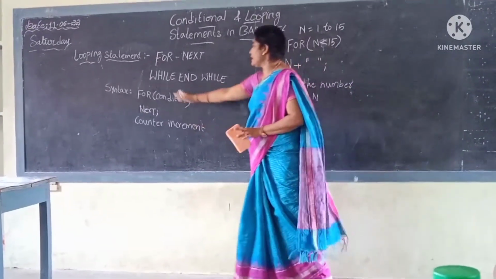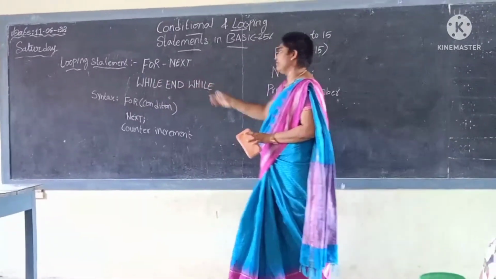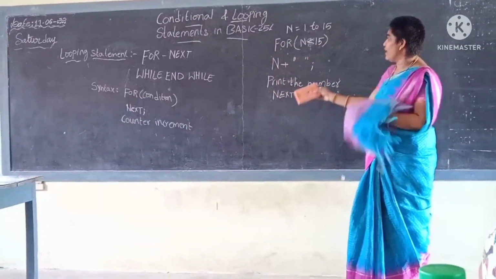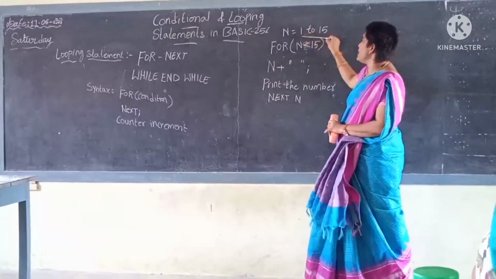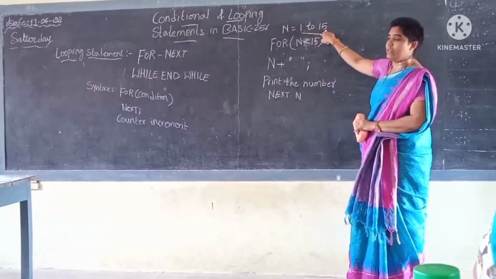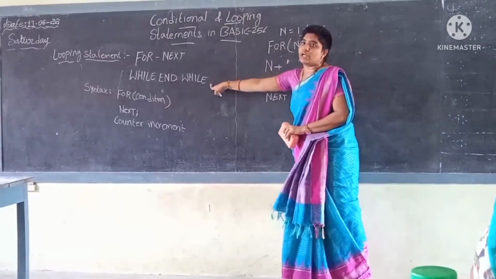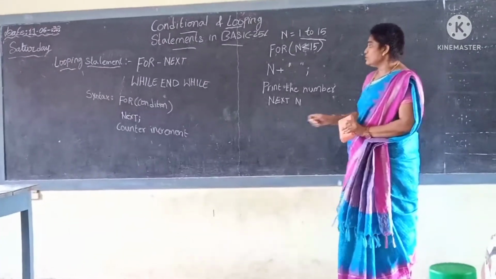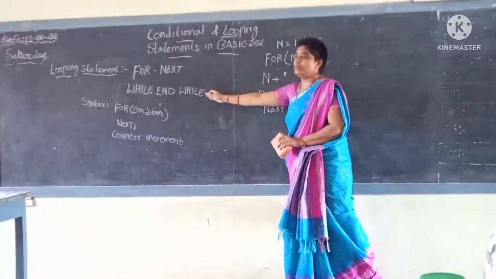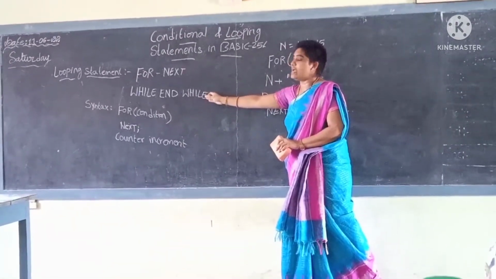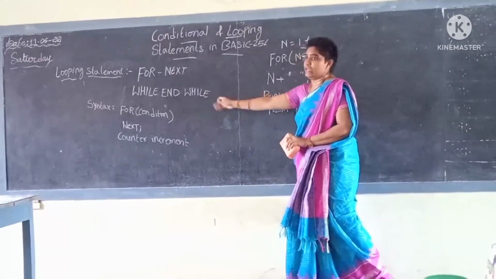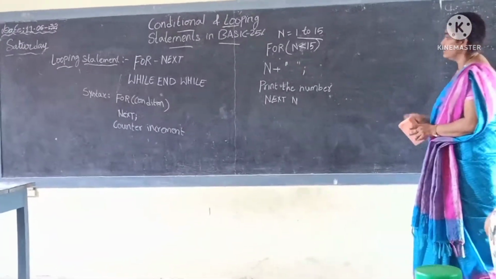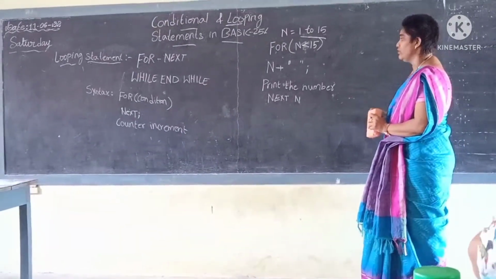And our next looping statement is while. The difference between for next and while is that, in for next, we know how many times the loop should run. 15 times it will run here. But in while, we don't know the count. We don't know how many times the loop will run, so we cannot predict. This is called a conditional control statement. So while is used when we don't know the count value.